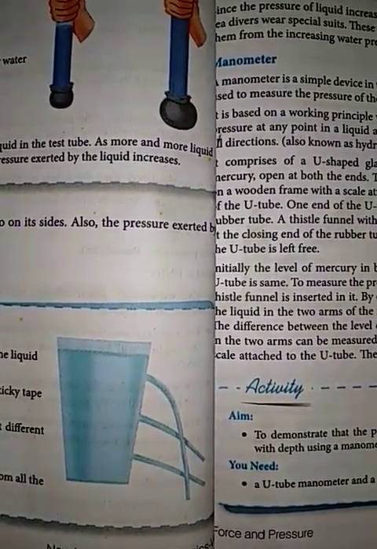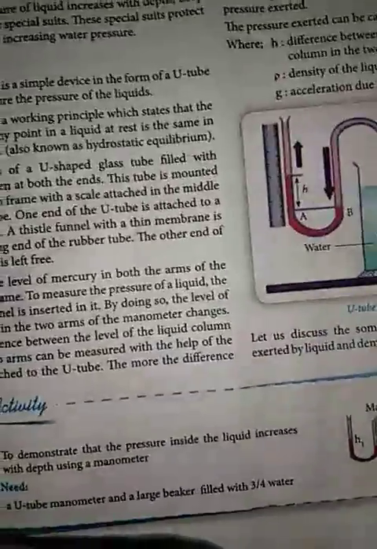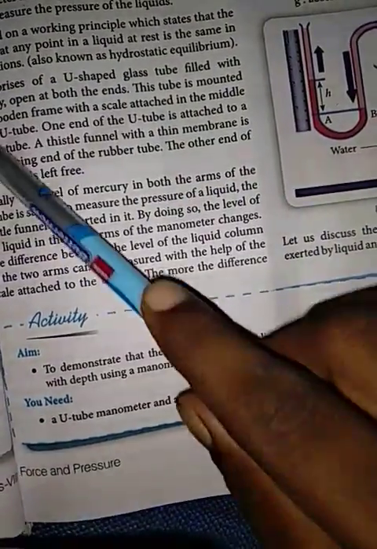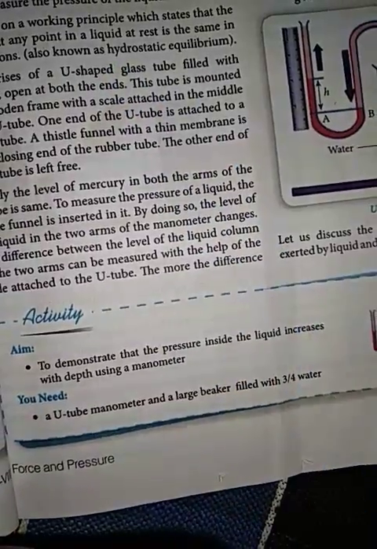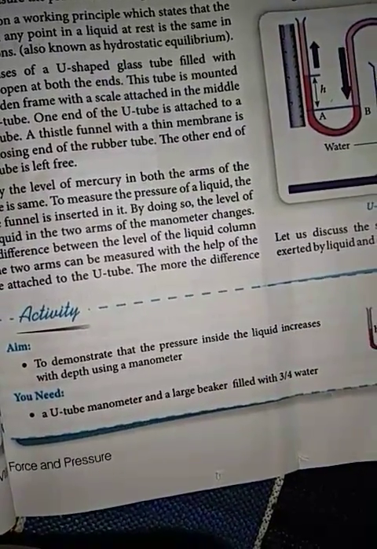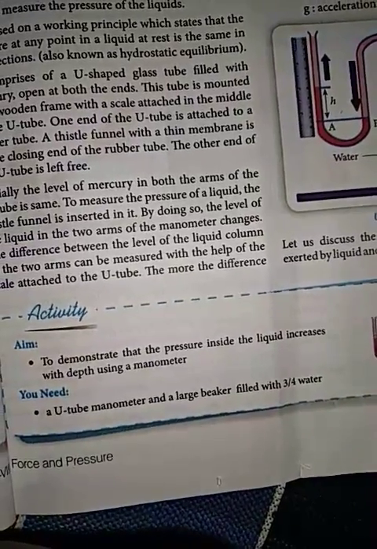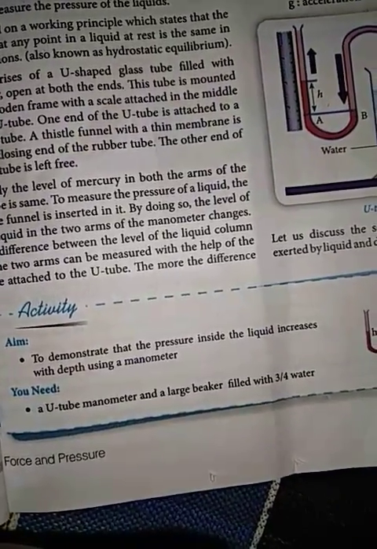Now we discuss about manometer, which is a device used to measure the pressure of liquids. It is based on the working principle which states that the pressure at any point in a liquid at rest is the same in all directions, which is also known as hydrostatic equilibrium.